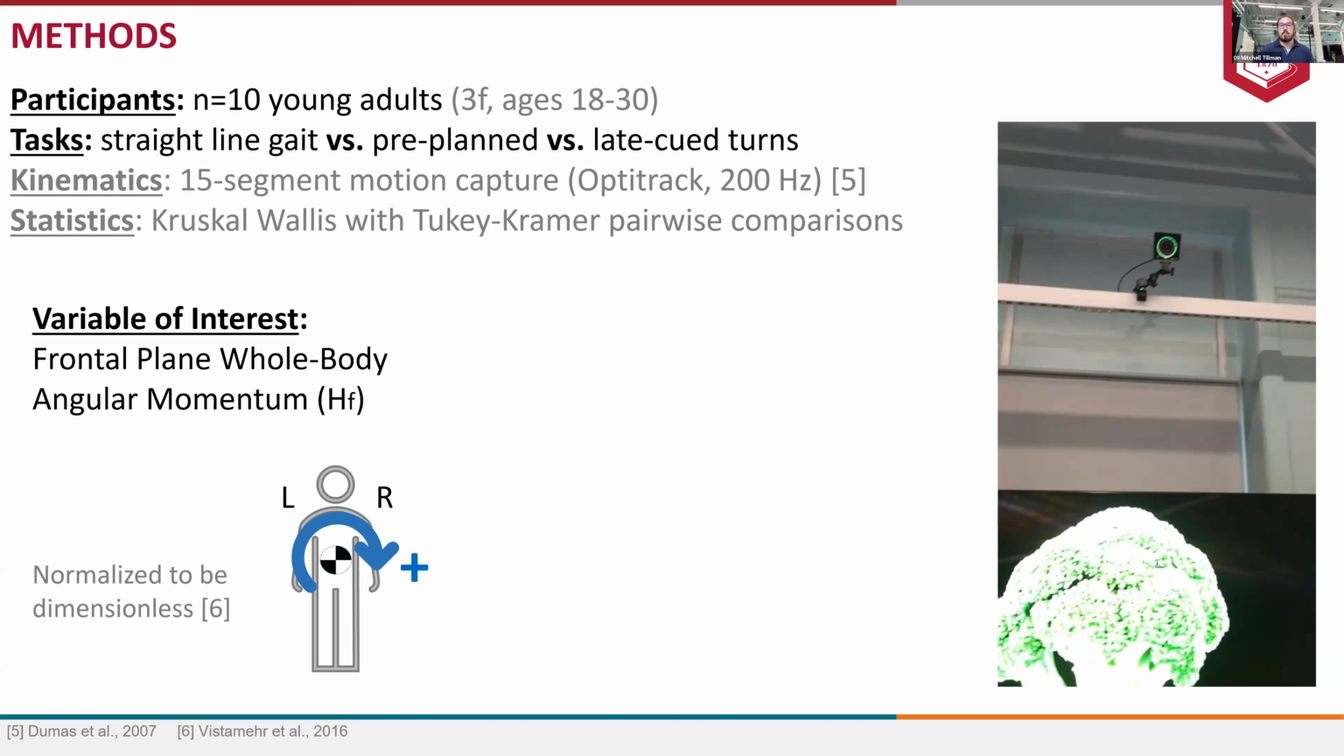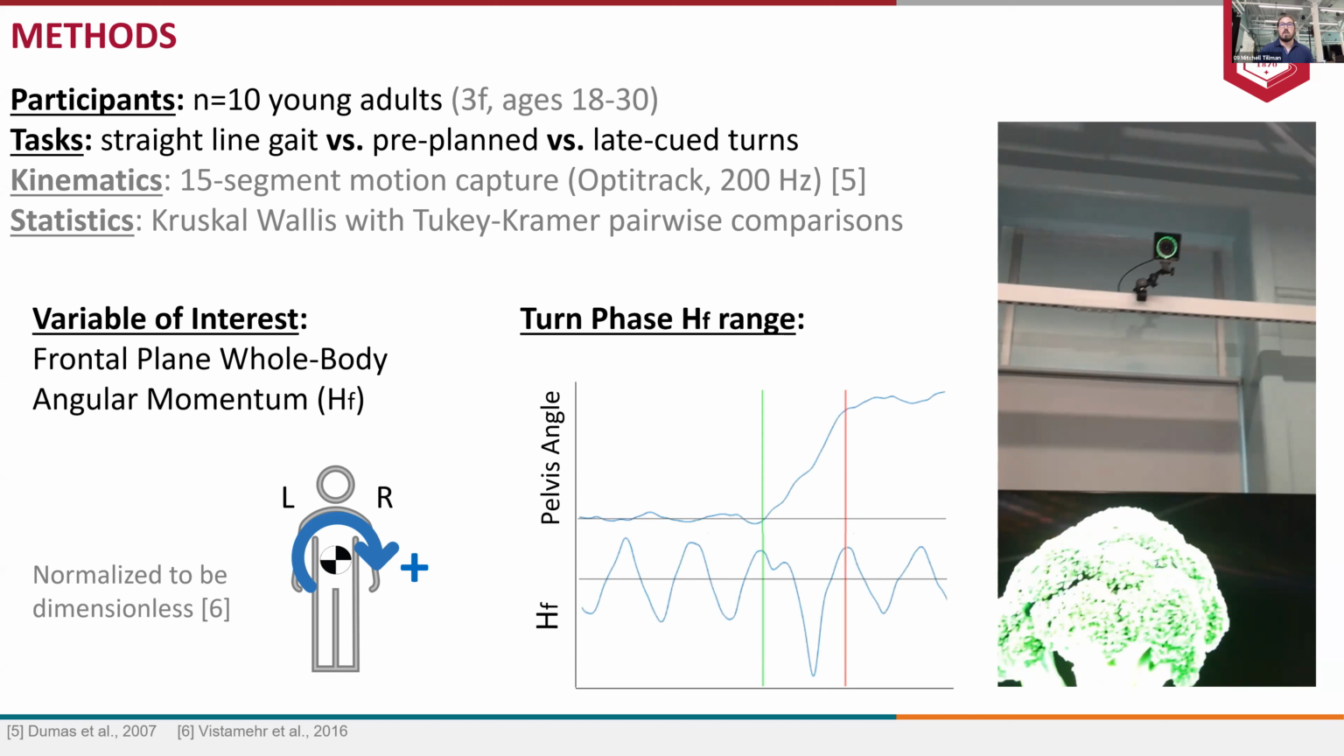Although we're interested in all three directions of angular momenta, here we analyze frontal plane whole body angular momenta about a vector aligned with the pelvis's anterior axis. We compared the range of the frontal plane angular momenta during the turn phase or during straight line gait. Turn phases were defined by the heel strikes before and after onset and termination of pelvis rotation, with a threshold defined per participant as 3 times the standard deviation of straight line pelvis heading angles.